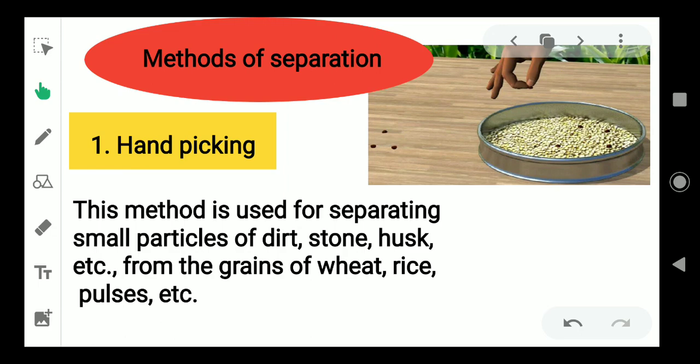This is a method of separating small particles like stone, dirt, husk, etc. using our hand. As the name denotes, hand picking. We are picking unwanted substances using our hand. See here, unwanted substances are picked and kept outside.